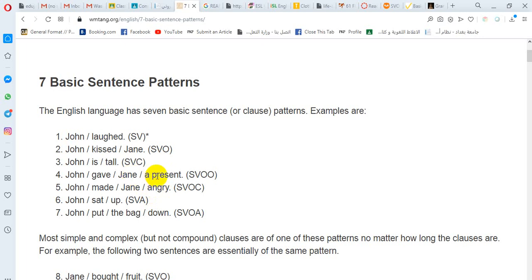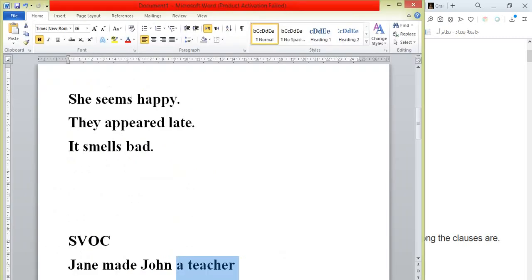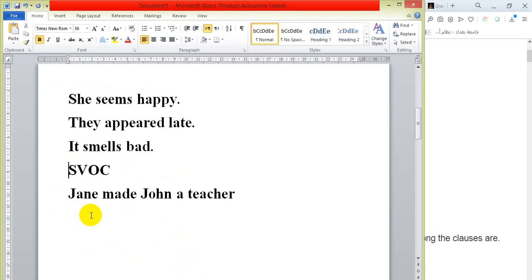But as we said, a complement can be adjectives, adverbs, or nouns. So in this case, how can I differentiate between sentence number 4, John gave Jane a present, and this one? Let us copy this sentence. Here we have two sentences. Each one of them consists of two nouns: Jane, a present; John, a teacher. So how can I differentiate between these two patterns?